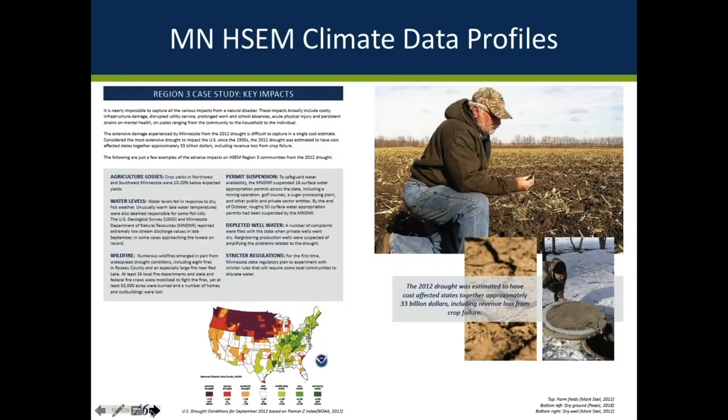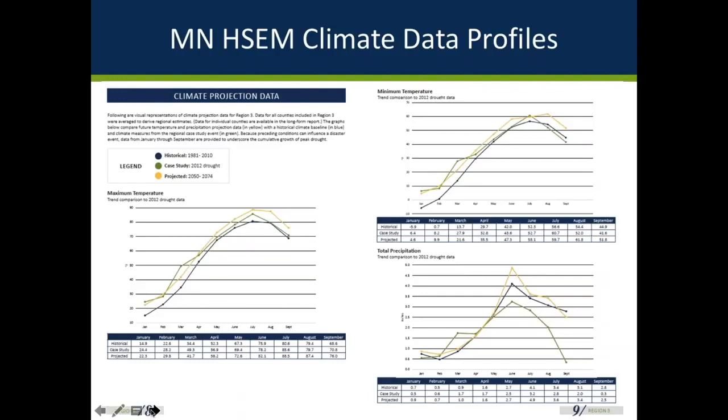And so for the case study section, we open up with some background information on the event, and then we provide some examples of the impacts from the event to underscore the cost to the community. And those costs are both financial and also to health and well-being. And then we provide the data, graphs that provide a clear comparison between historical trends, future projections, and data specifically associated with the disaster event for maximum temperature, minimum temperature, and total precipitation.